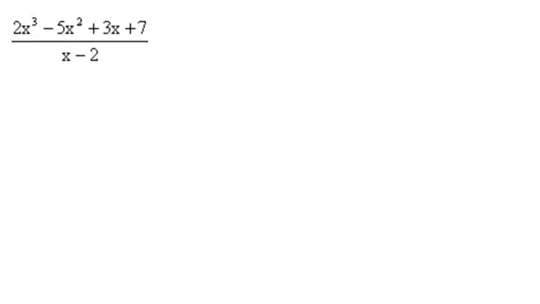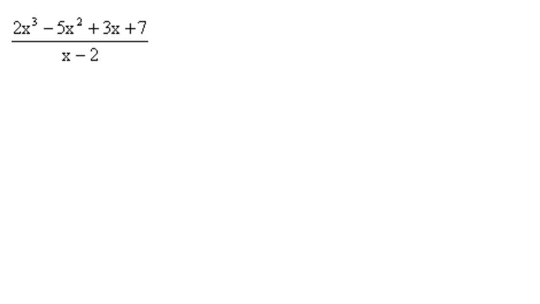Okay, we're going to talk about synthetic division, which is very similar to polynomial long division, except it gives you an answer in a quicker amount of time. If we look at this, we've got the example 2x to the third minus 5x squared plus 3x plus 7, all being divided by x minus 2.